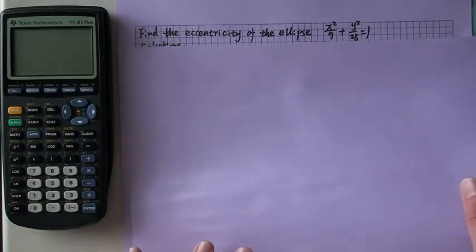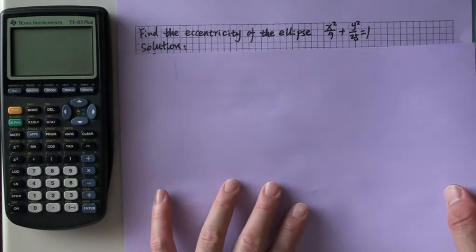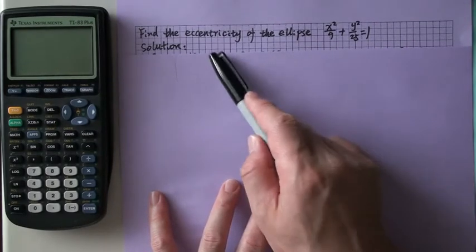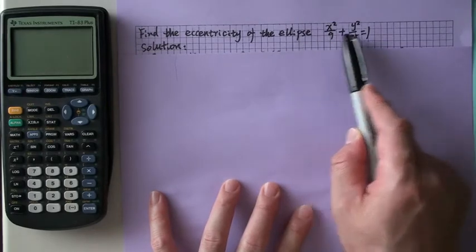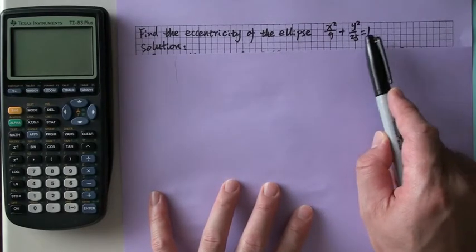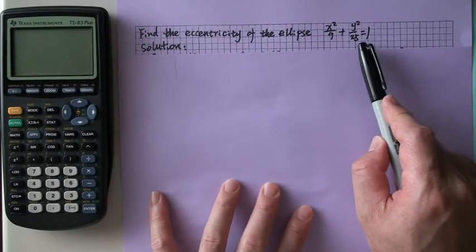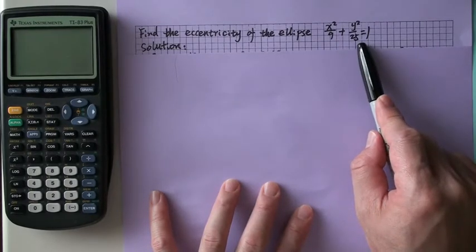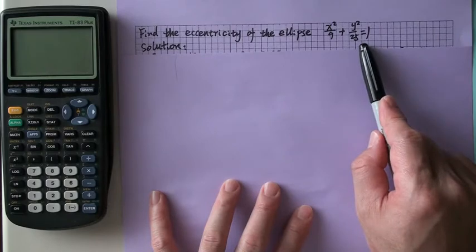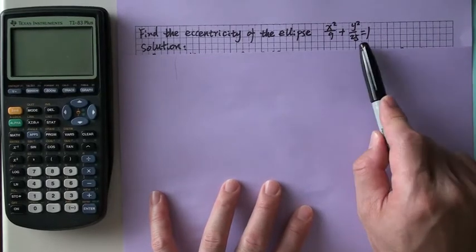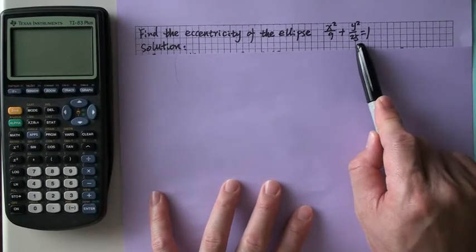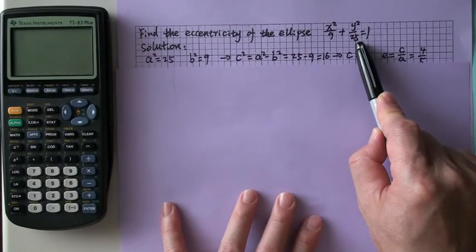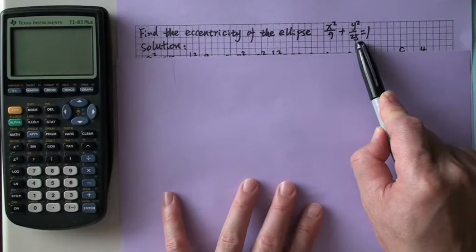This is the second example. Find the eccentricity of the ellipse. We want to identify what? A and B. Which one is bigger, which one is A? You first change this one to the standard form.